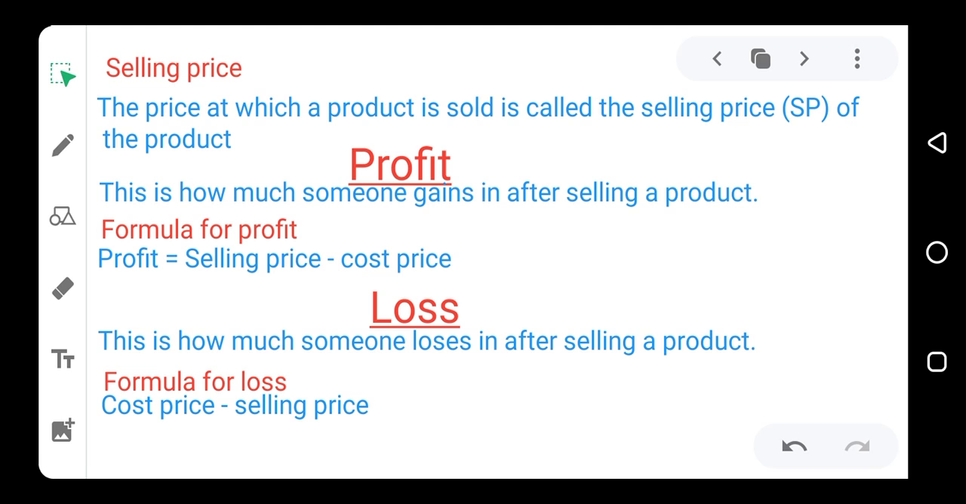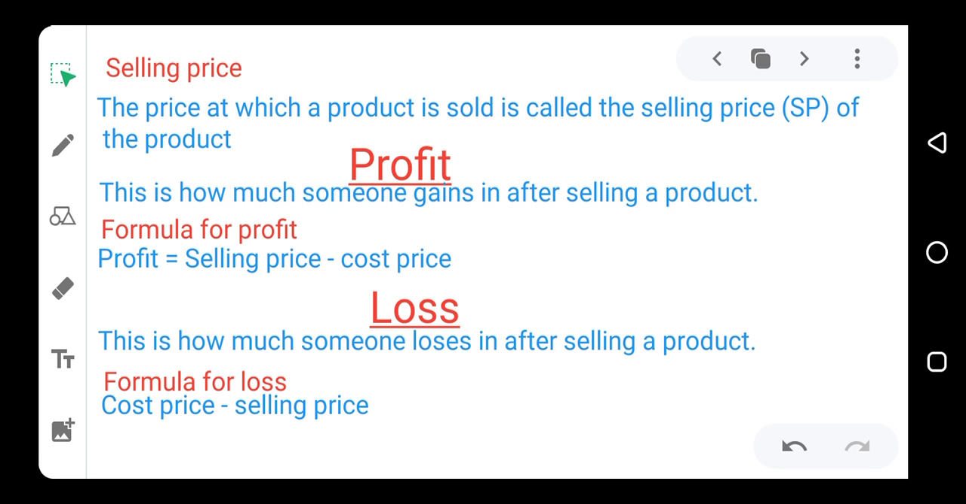If you sell anything higher than the amount you bought it for, you are going to make a profit. So these are the things you should always keep in mind: for you to make a profit, you should sell a product for more than you bought it, and for you to make a loss, you have to sell it for less than how much you bought it.